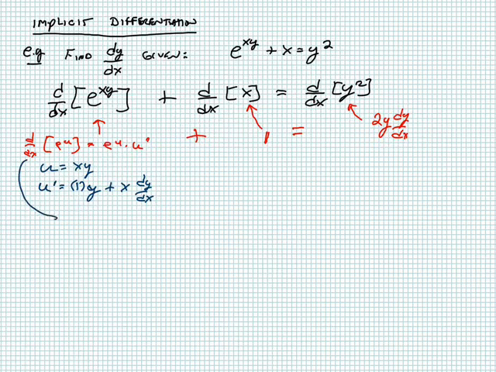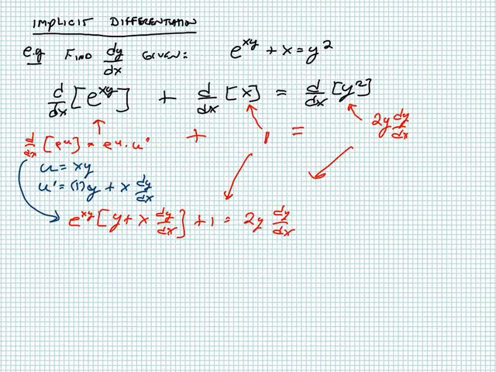And so using this rule, this first term becomes e to the u, which is e to the xy, times u prime, which is y plus x times dy/dx. And I'm going to bring all these down. So it's going to be plus 1 is equal to 2y dy/dx.